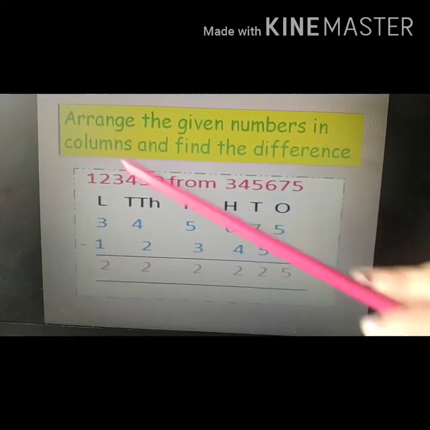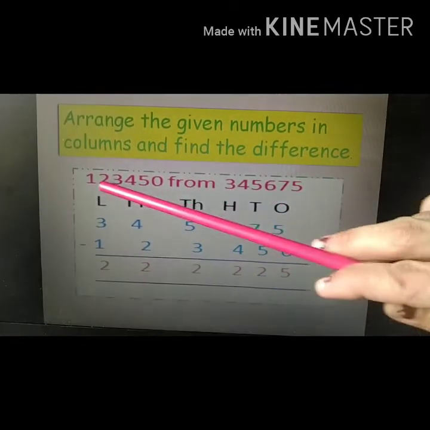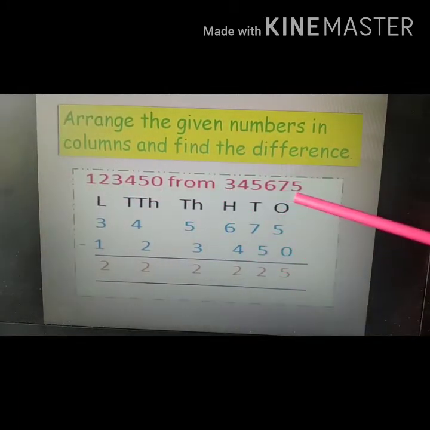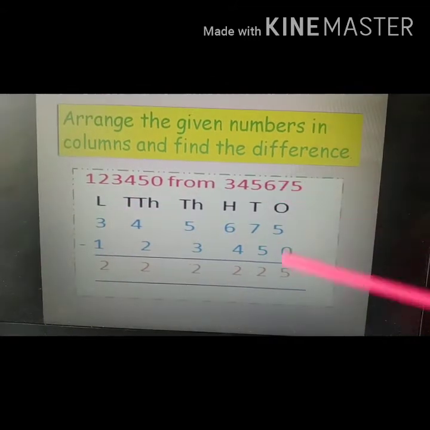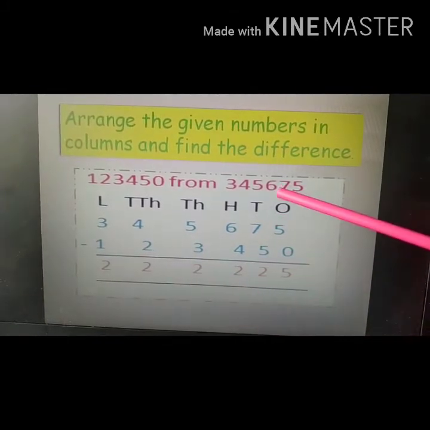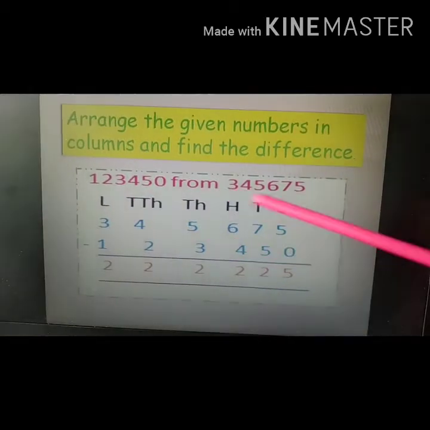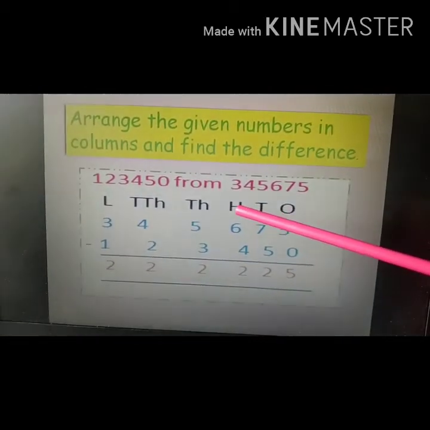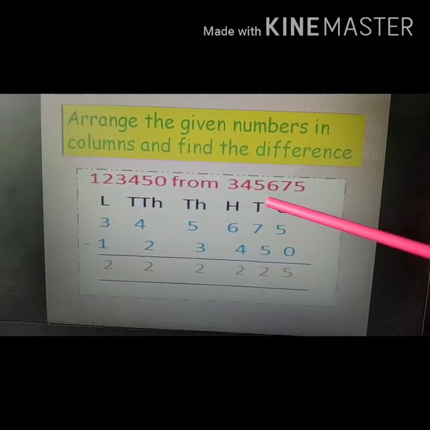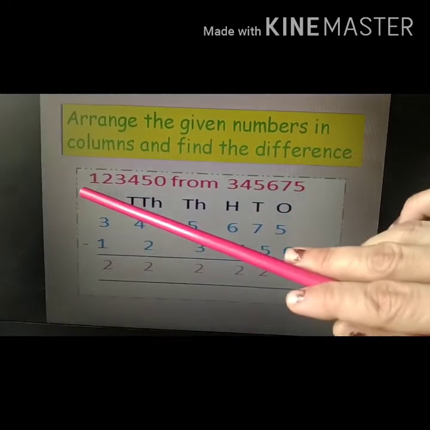Now, if we are having the numbers in a row, then how could we solve them? Arrange the given numbers in columns. First of all, we have to arrange these numbers in columns and find the difference. So first of all, we will write the place value table, that is ones, tens, 100, 1000, 10,000, lakh. As we know, the larger number will be the minuend and we write it on the above side.